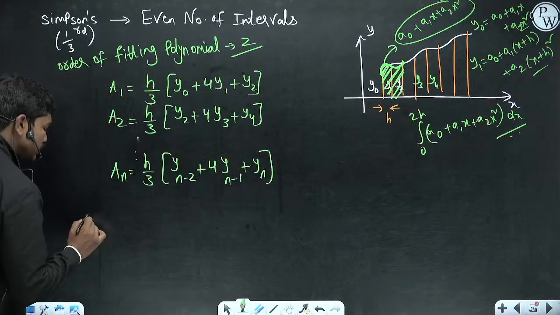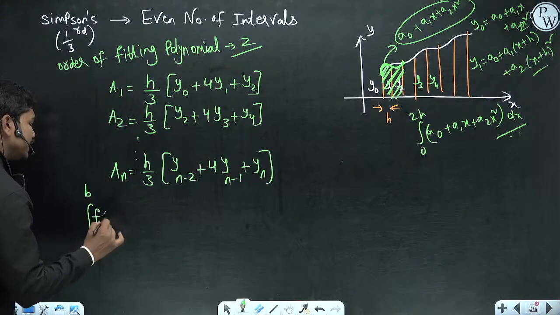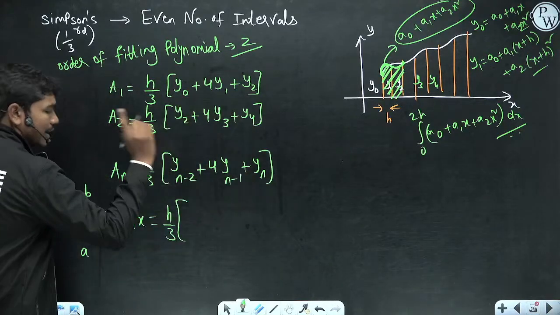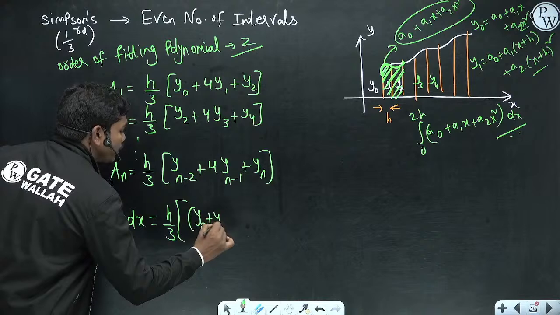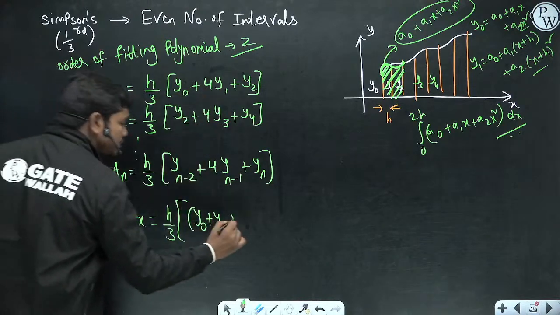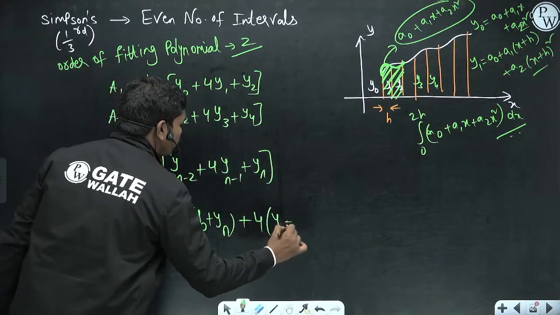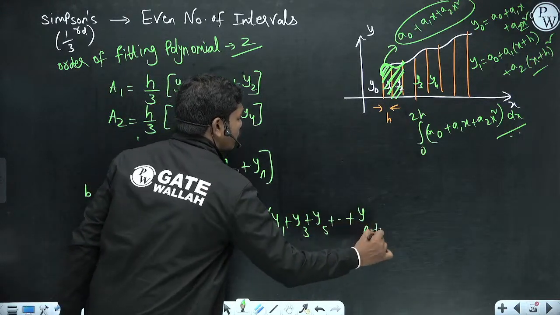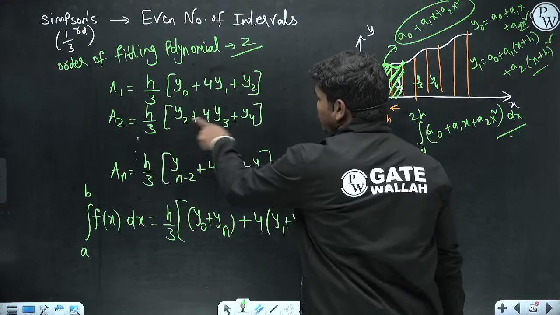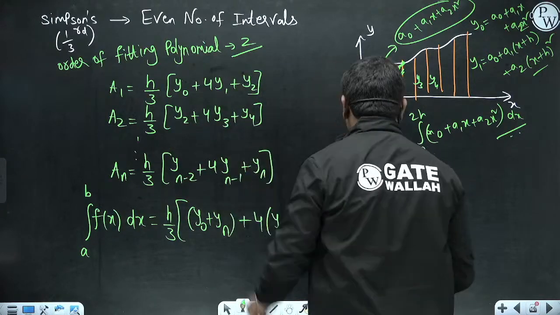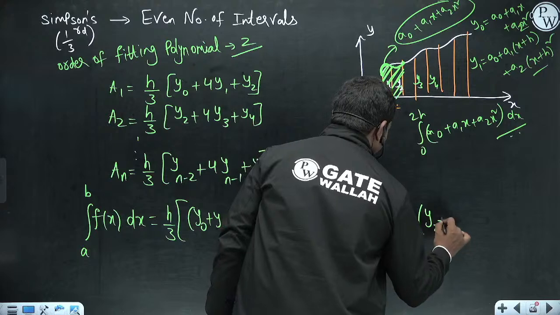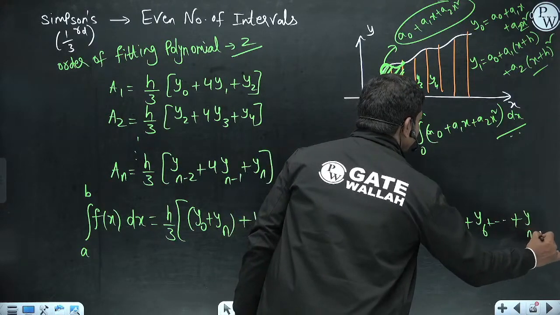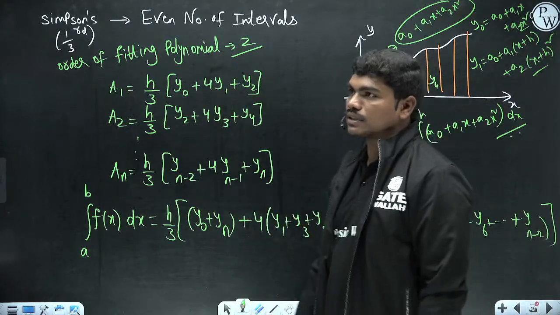So if you add all these things, integral a to b f of x dx will be equal to h by 3 times of this: y0 and yn will come only one time, so y0 plus yn, then all the odd terms will come 4 times, 4 times of y1 plus y3 plus y5 and so on till yn minus 1, plus all these terms will come 2 times, 2 times of y2 plus y4 plus y6 and so on, till yn minus 2. Okay, so this is the formula for Simpson's one third rule if you want to apply.